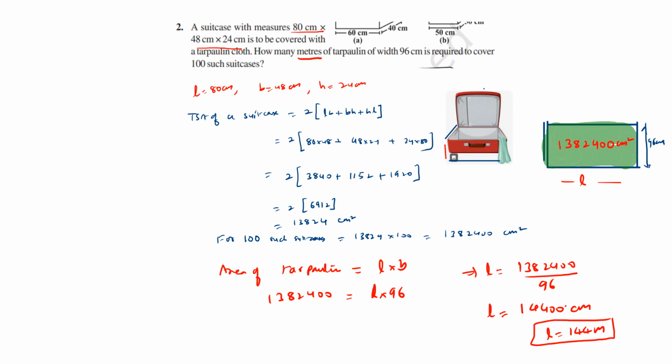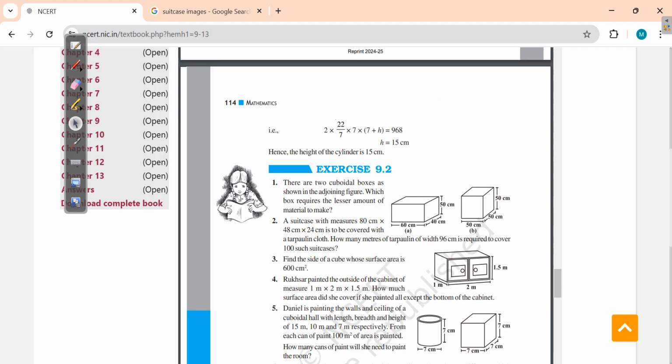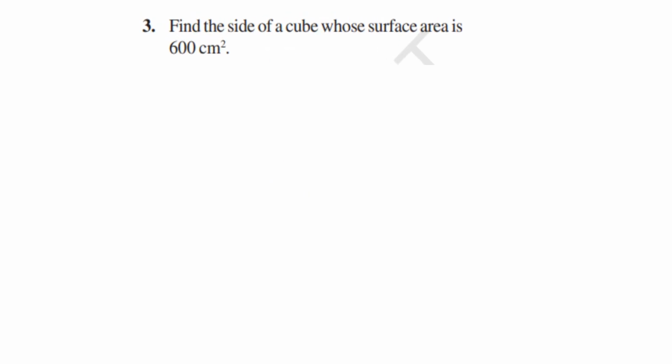So now I have searched for the suitcases. Now my algorithm will always come in one of the suitcases. Now the next question is a very interesting question, number 3. He is asking what will be the side of the cube? What do you have to find in this? He gave the surface area of the cube. We have to take GeoGebra cube.